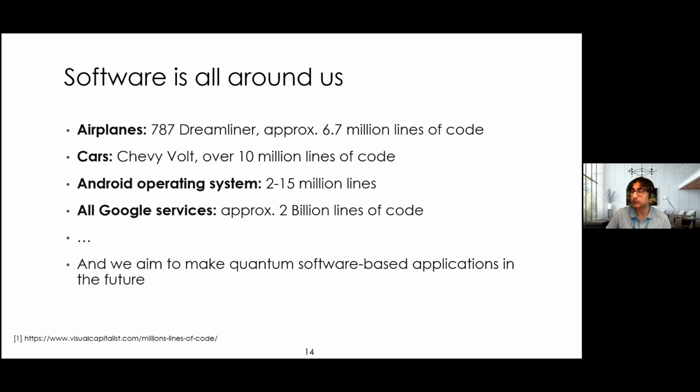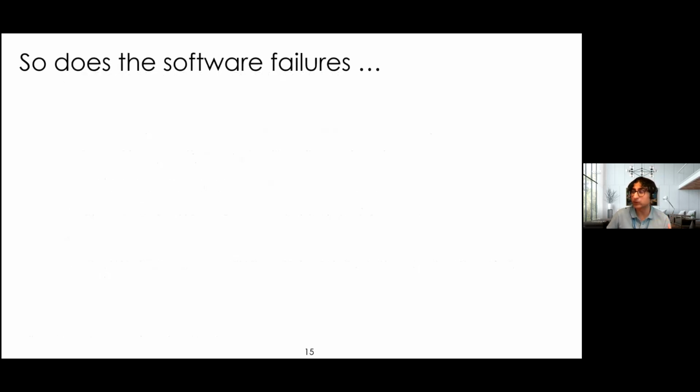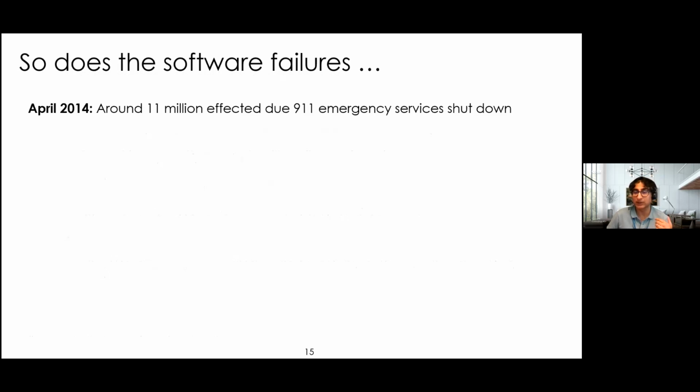And now we are thinking of putting quantum software in a lot of these kinds of critical applications, because we want to make very useful, real-world practical applications with quantum software. Since software is all around, and quantum software is going to be, hopefully, more and more pervasive and everywhere in the future, it means that there are going to be failures. For example, in 2014, 11 million people were affected due to a software bug in the 911 emergency services.